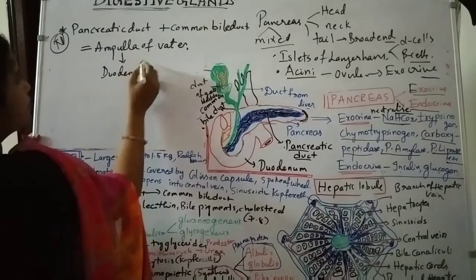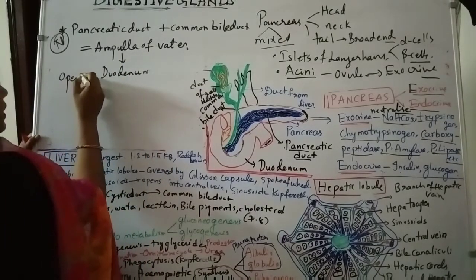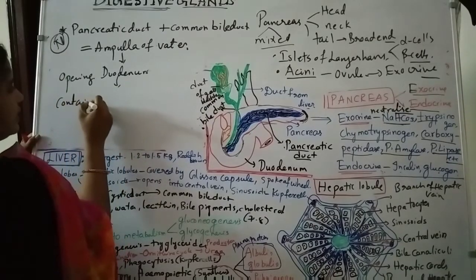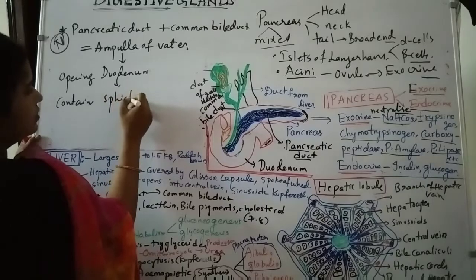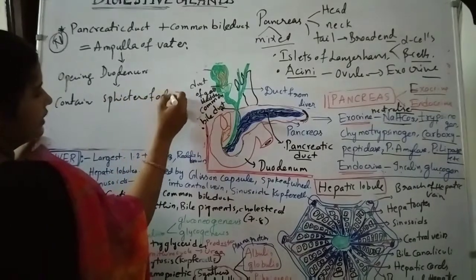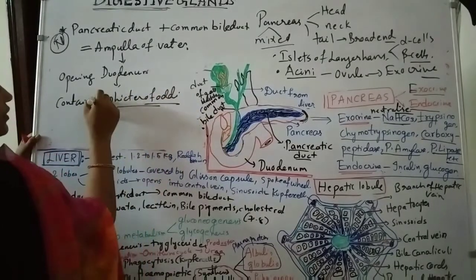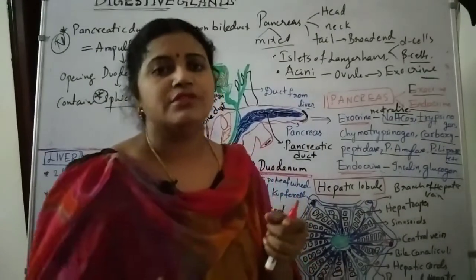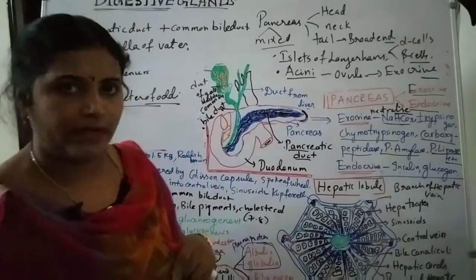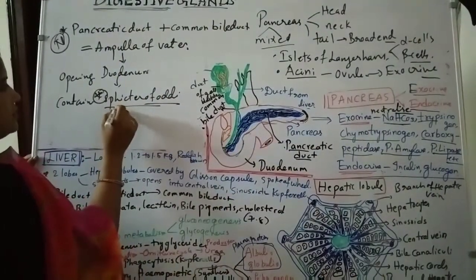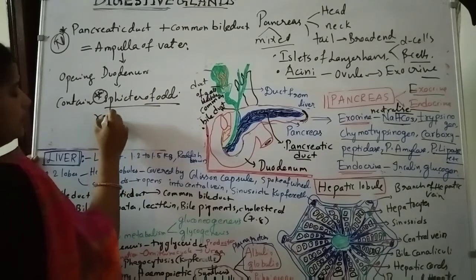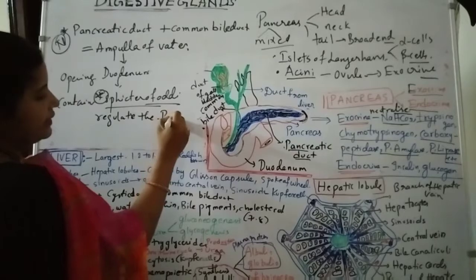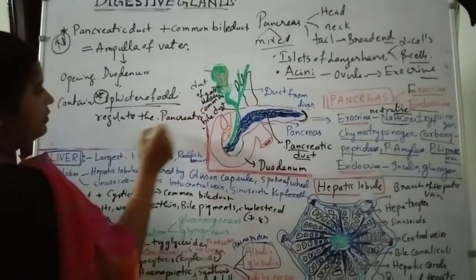So this opening into the duodenum part contains what? It contains the sphincter of Oddi. This sphincter of Oddi is responsible for regulating the pancreatic and bile juices.